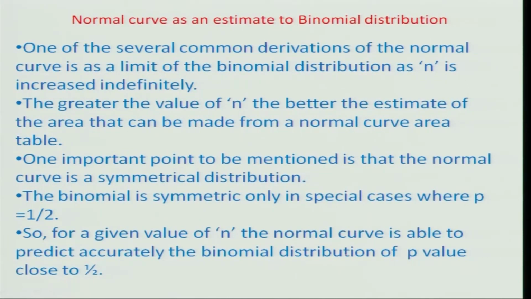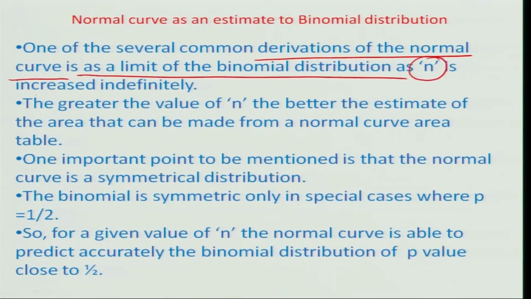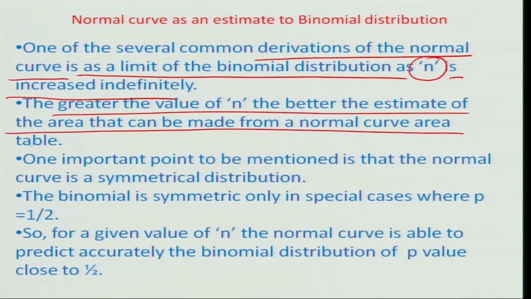So, we would like to go ahead and try to see what is the derivation of this normal distribution curve or normal curve as a limit to the binomial distribution, same way as we did Poisson's. As n is increased indefinitely, the greater the value of n, the better the estimate of the area that can be made from the normal curve area table.